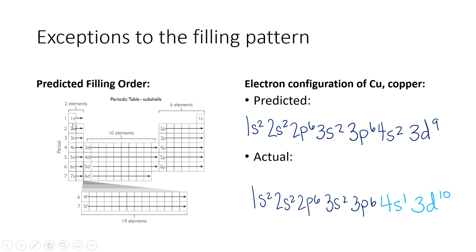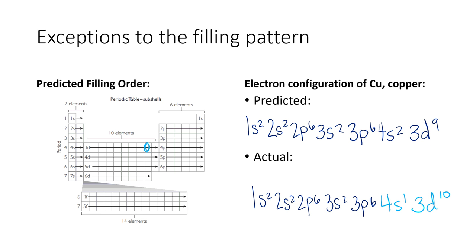Okay, so here's an example. Here's our filling order that we talked about over here. Let's say we looked at copper, which is right here on the table. Our predicted electron configuration, if we were following this pattern, would be 1s2, 2s2, 2p6, 3s2, 3p6, 4s2, 3d9. That's what we would expect to see because it's the ninth element in that 3d block.